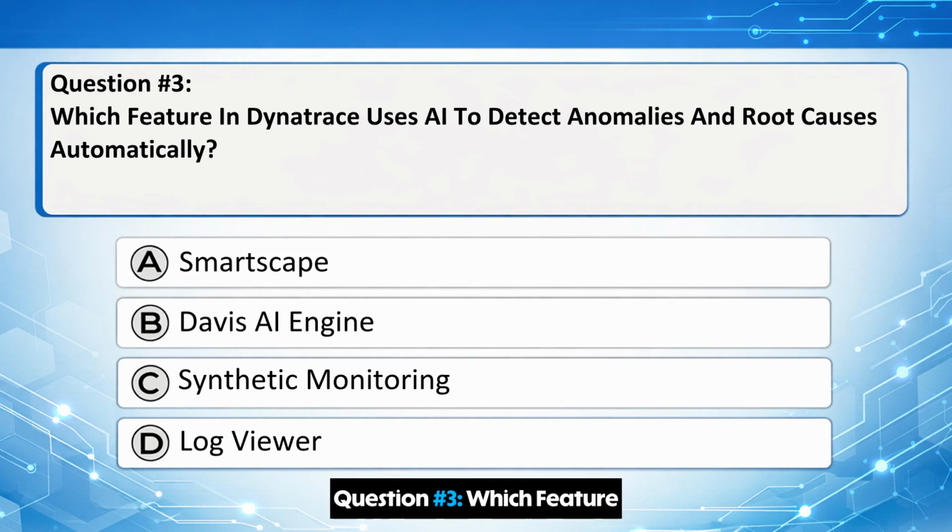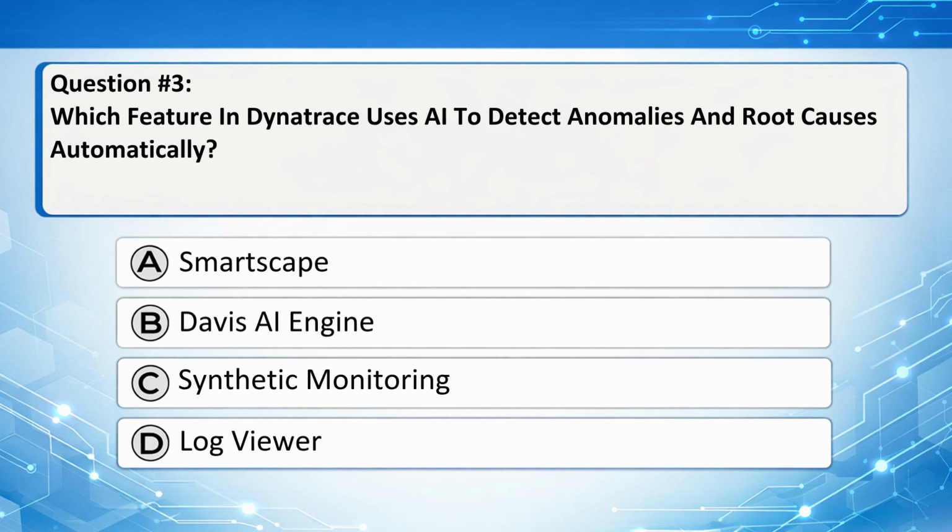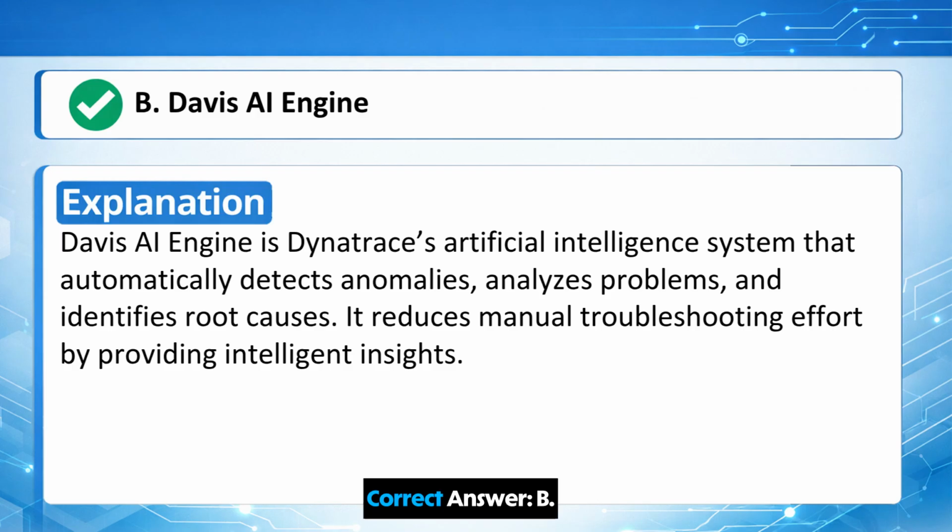Question number 3. Which feature in Dynatrace uses AI to detect anomalies and root causes automatically? A. Smartscape. B. Davis AI Engine. C. Synthetic Monitoring. D. Log Viewer. Correct answer: B. Davis AI Engine. Explanation.